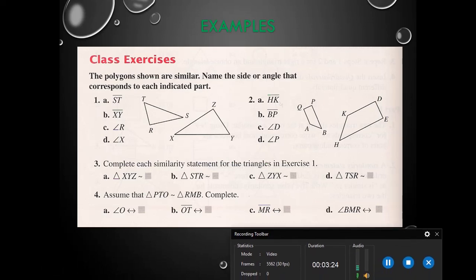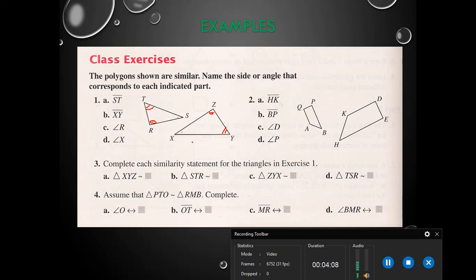Let's try some examples. In example 1, they tell us that the polygons shown are similar. They want us to name the side or angle that corresponds to the part they're describing. I can see that this triangle, TRS, has been flipped over, so I want to try to match the corresponding sides first. I believe that angle R goes with angle Z, and that angle T goes with angle Y, and then angle S aligns with angle X.